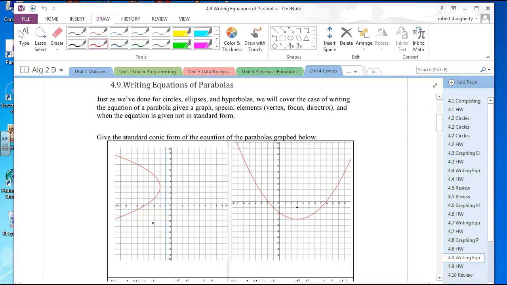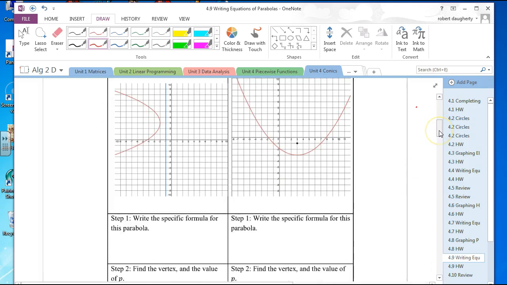So today, given graphs and different scenarios, can we write the equation of a parabola? Let's look at the one on the left. You can probably see it better. What are you given in the graph? What do you see in this graph? You see the parabola, and what else do you see?